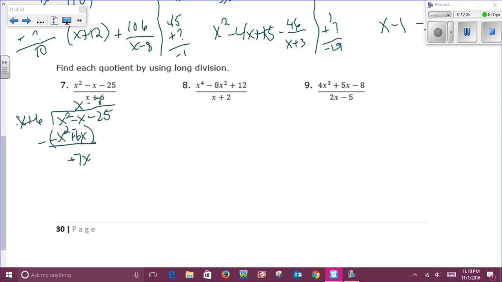So negative 7 times x. Oh, sorry. No, my negative 25. Getting ahead of myself. Negative 7 times x is negative 7x. Negative 7 times 6 is negative 42. I'm going to subtract and then change this to the opposite. And 42 and minus 25 is 17. So then we just write plus 17 over x plus 6.